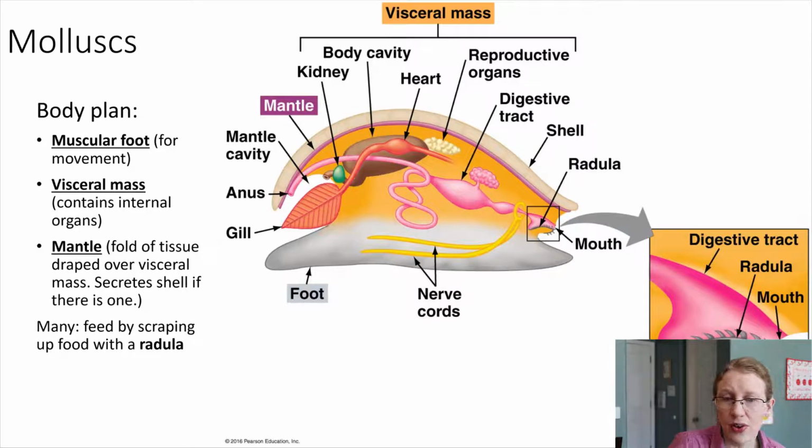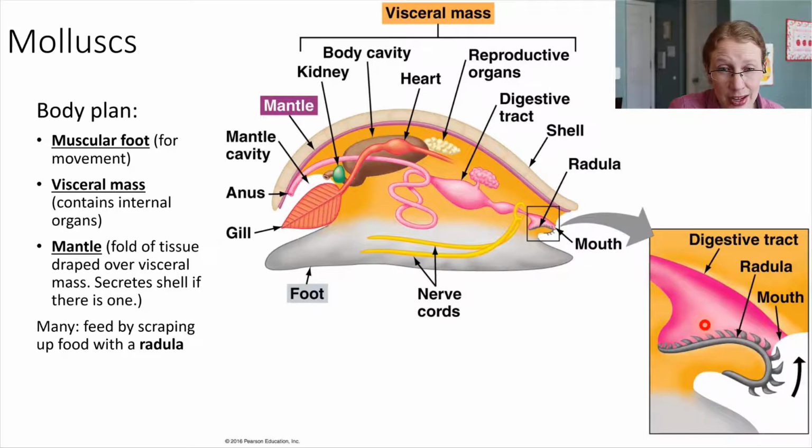Oftentimes, there's also something called a radula, and let's take a look at a close-up right here at the head of the snail. So what we can see is on this structure, there are all these little barbs, and essentially this is just acting as a tongue. It's something that can scrape things up from the ground, and this helps the mollusk to be able to eat, so take in food from its surroundings.